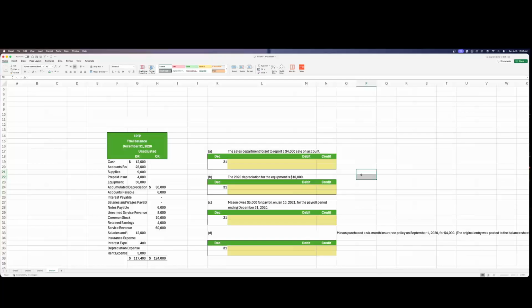Okay, so let's just do this real quick. We're just going to go through all four of the exercises as quickly as possible, and it doesn't really matter too much if it's correct or incorrect.